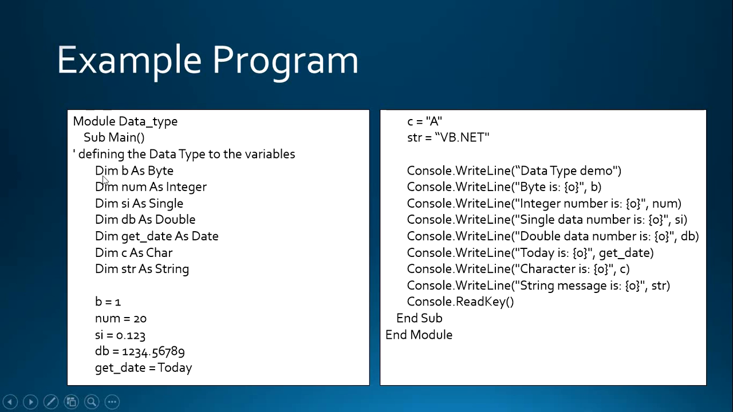Then now we make use of the dim statement. So in this case, dim b as byte. So what we are doing here is, in this statement you are declaring a variable name as b. Okay, the name of the variable is b.